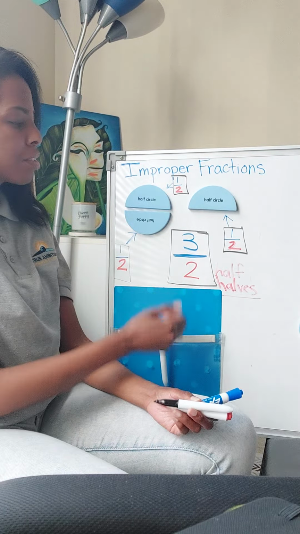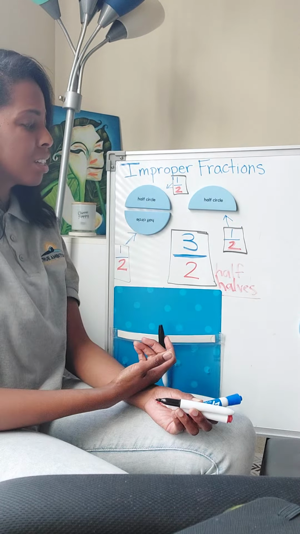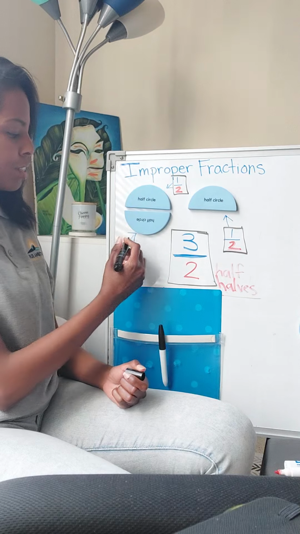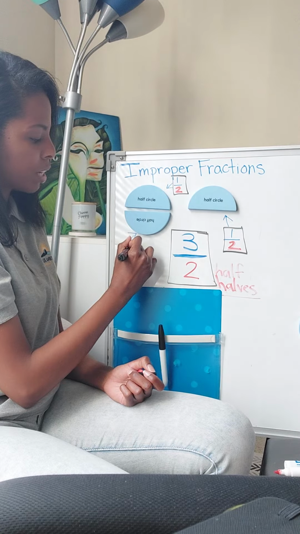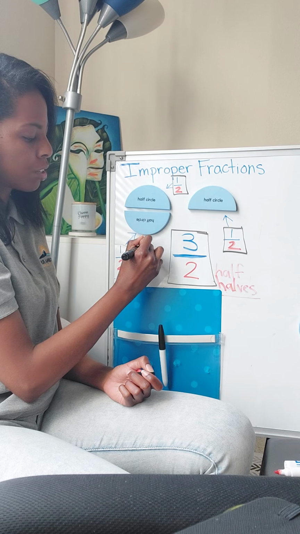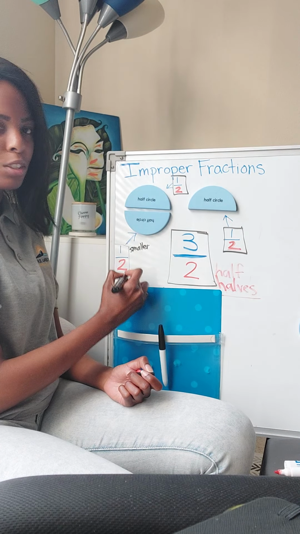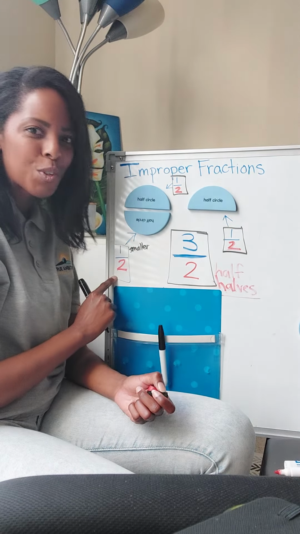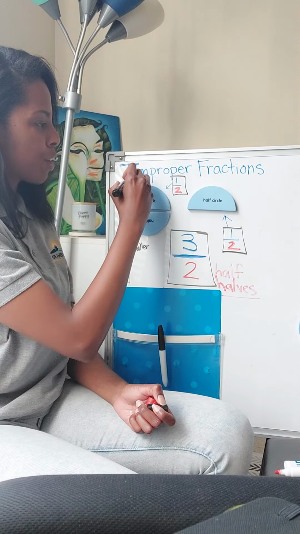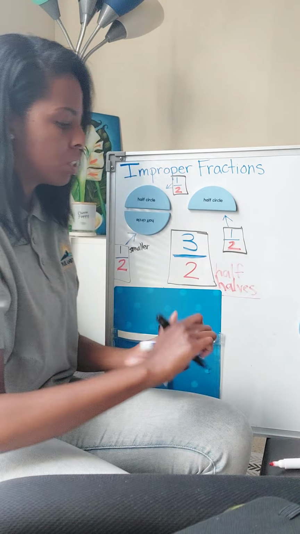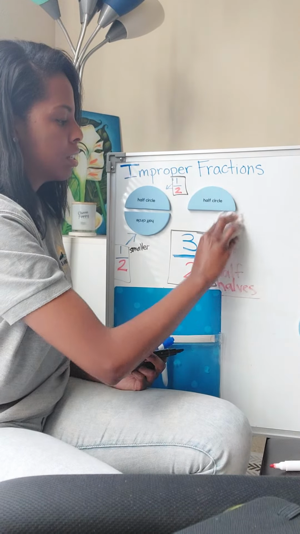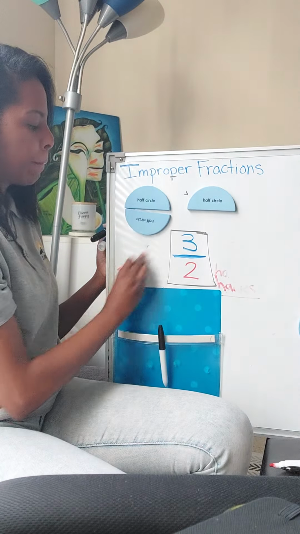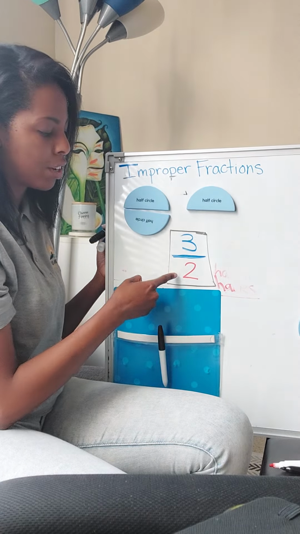So this is 3/2. This is called an improper fraction because proper fractions, the fractions that we're used to seeing, have a smaller numerator than the denominator. So 1 is smaller, or less than, 2. But with an improper fraction, like the one in the middle, I'm going to erase the fractions on the outside. Our numerator is actually larger than our denominator.